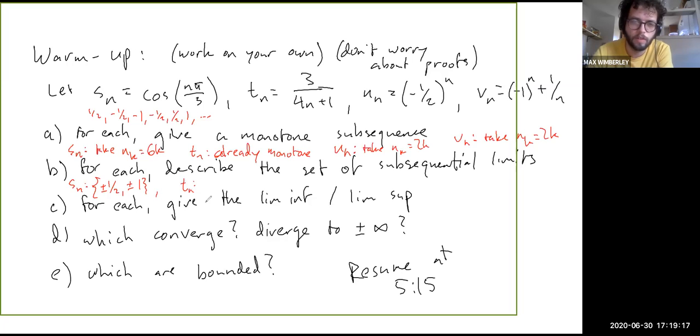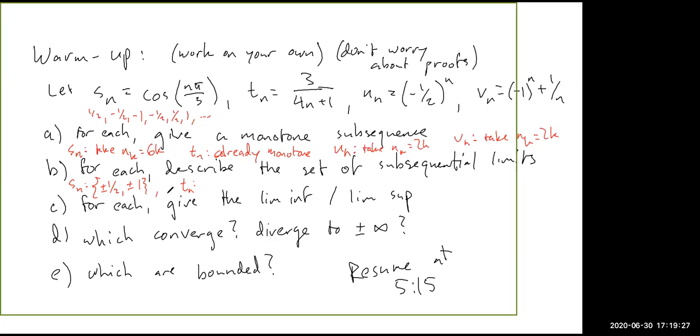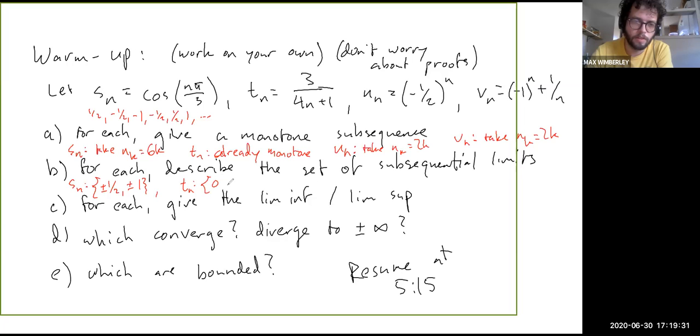Tn, what's the set of subsequential limits for Tn? It's just 0. Yep, because Tn actually converges, right? So whenever you have a convergent sequence, the set of subsequential limits is just a singleton. It has only one element. For Un, it's the same thing, right? Un also converges to 0. And then for Vn, what about for Vn?